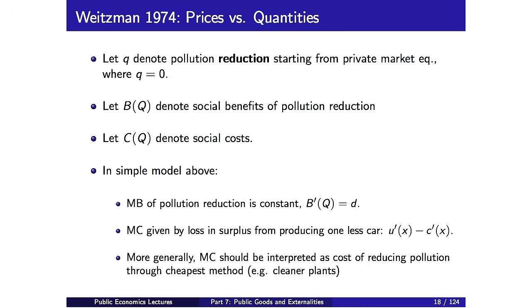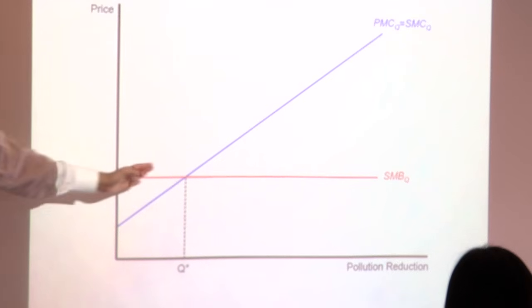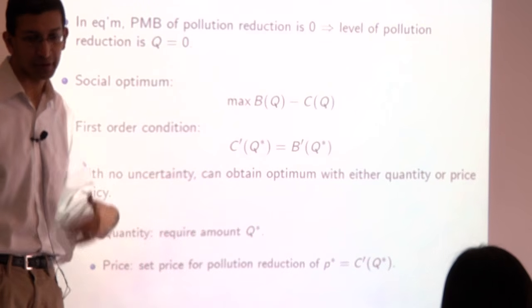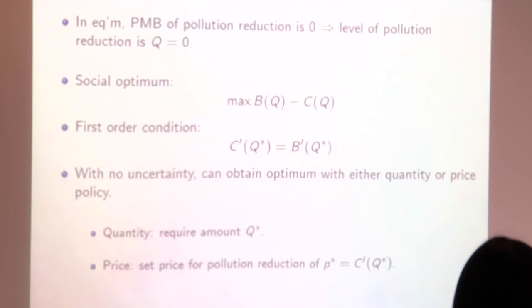So let's think about the case without uncertainty first, as we were before. We can obtain the optimum either with a price method or a quantity method. It makes no difference. The quantity method would say you have to, by law, do Q star units, and the price method would say I'm going to set the price such that it equals C prime of Q star. And so then you are going to optimize and end up choosing Q star. And it makes no difference. I can achieve the same level of welfare with both.